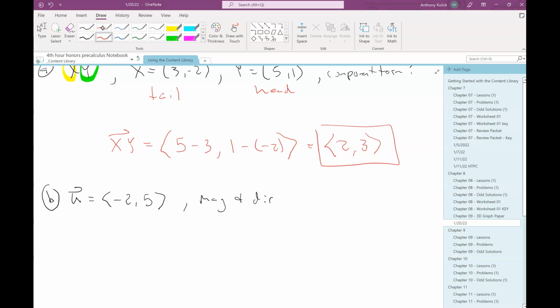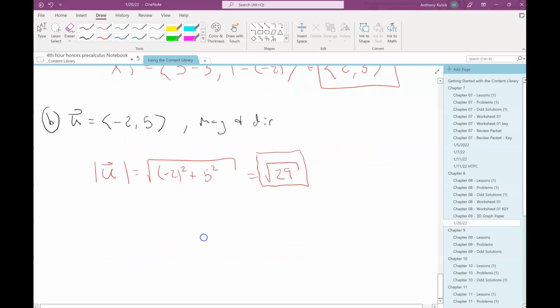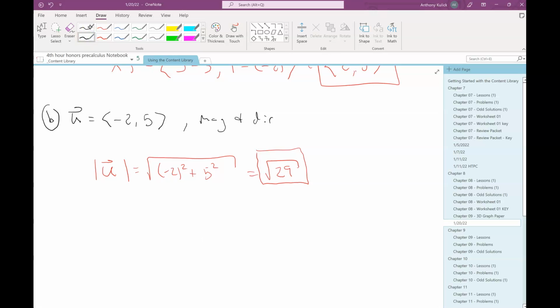So let's say we have the vector u in component form -2, 5, and we want to find the magnitude and direction. Well, the magnitude is pretty easy. That's just the square root of a squared plus b squared. So the square root of 29. I'm happy with that. You guys good there? I guess you make it a decimal if you wanted to. I don't really care though. 5 point, I don't know, 3 maybe. Me ballparking.